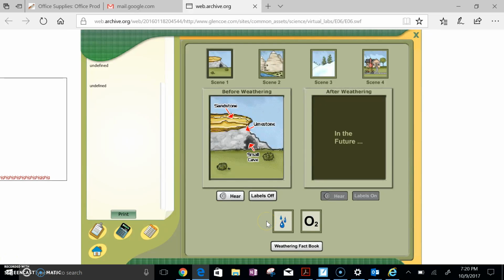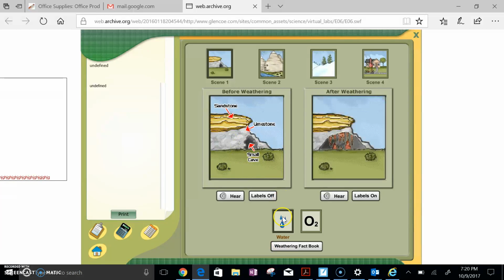Okay, so this site gives us some information. So we want labels on so that we can see that we have sandstone, limestone, and a small cave. All right, so it's scene number 1. If we add water, okay, this is what happens in the future. You want to turn the labels on so you can see what happens. And this one is already filled in, but it's so you can see an example of what happens.